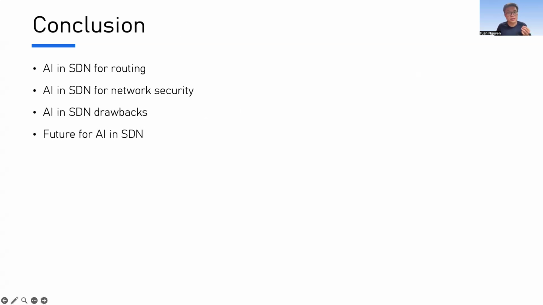In conclusion, the development of AI and the support of SDN will allow improvement in routing and networking security, but there are some drawbacks to be considered. The development of 6G technology and agentic AI create more room for AI in SDN development in the future.